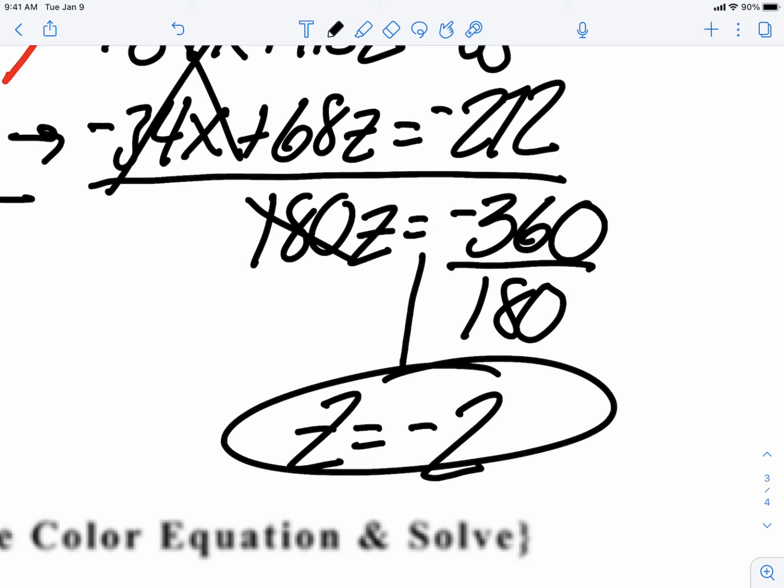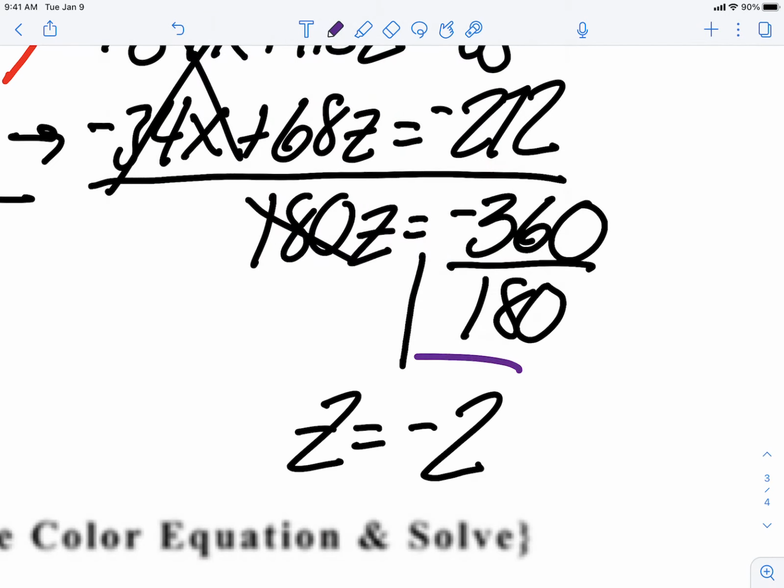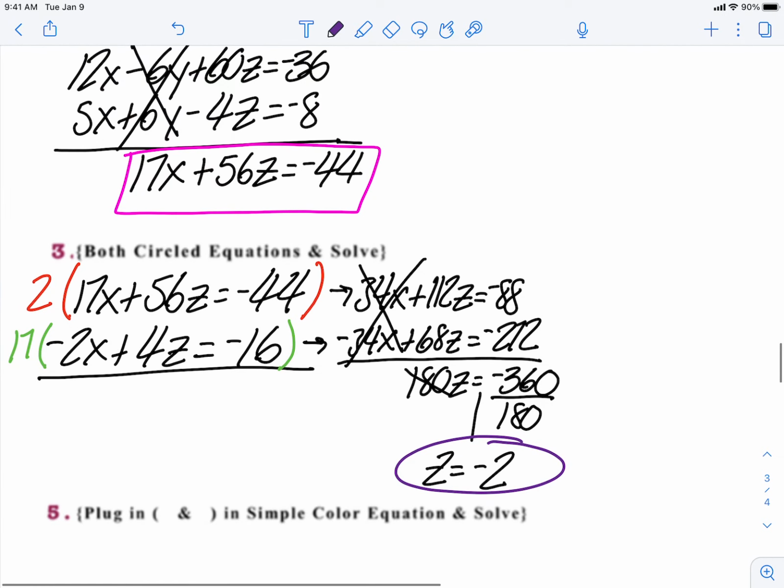Look at that. I'm going to draw a better circle here. Let's go with purple. Z is equal to negative 2. Look at that. Took a couple extra steps, right? But we got there. Okay.